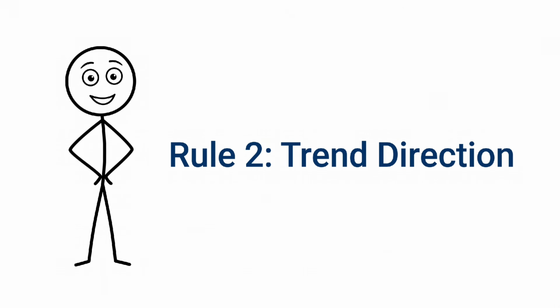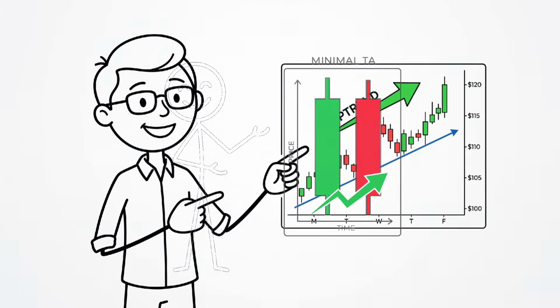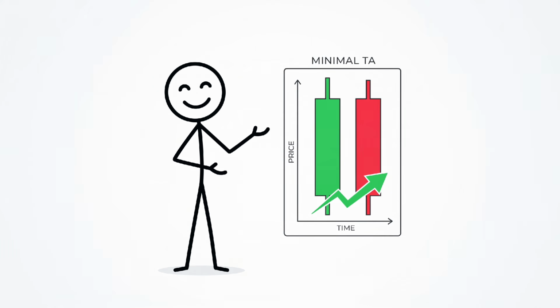Rule 2. Trade stochastic crossovers only in the direction of the trend. This is where most beginners make a huge mistake. They take every crossover signal they see. Don't do that. A crossover happens when the fast line crosses above or below the slow line. Many traders treat every crossover as a buy or sell signal, but professional traders add one simple filter: trend direction. If price is making higher highs and higher lows, focus only on bullish crossovers. If price is making lower highs and lower lows, focus only on bearish crossovers.